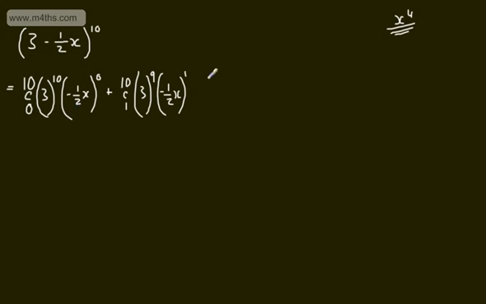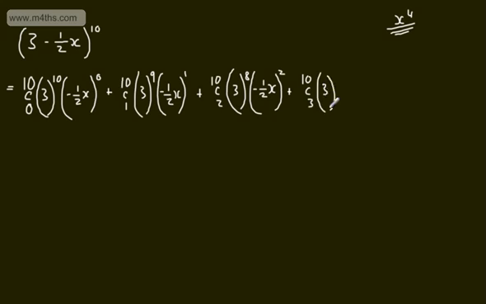So what we want then is the term up to and including x to the 4th. So we need now 10C2. We're going to have now 3 to the power of 8, and we'll have minus 1/2 x, and we need to square this. Plus the next term, which is going to be 10C3. We're going to have now 3 to the power of 7. We'll have minus 1/2 x to the power now of 3.